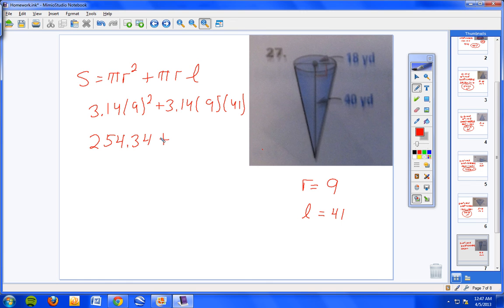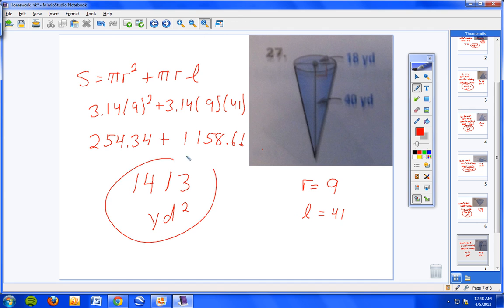And if you multiply 3.14 times 9 times 41, you will come up with 1,158.66. Add those two numbers together, and you will come up with exactly 1,413. All right, and that would be yards squared. Yards squared. Okay, one more problem and we're finally done.